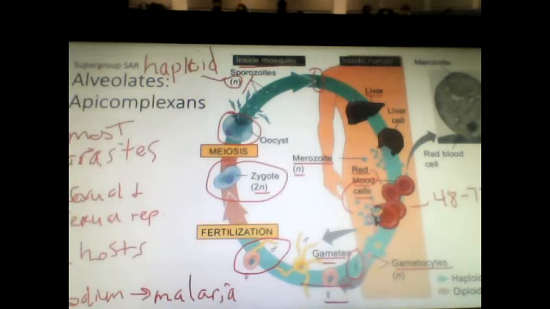And we'll have to finish talking about malaria on Friday. So Friday we'll finish talking about the SAR, and we'll talk about archaeplastids, and hopefully have time to review.